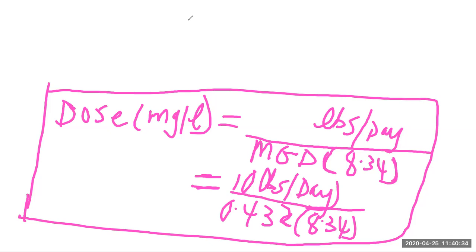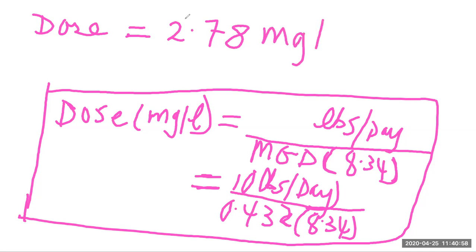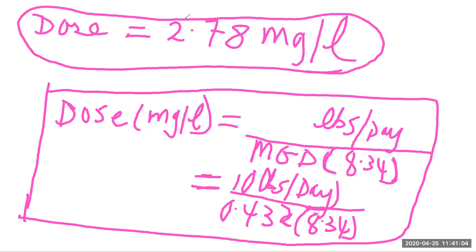The dose, I guess by now you work it out. 10 divided by 0.432 divided by 8.34 should give you 2.78 milligrams a liter. This should be the dose. But they didn't ask us the dose, they asked us for the demand. But you need to calculate the dosage. They give you enough information to find the dosage first of all.